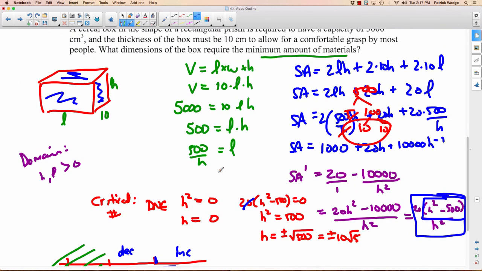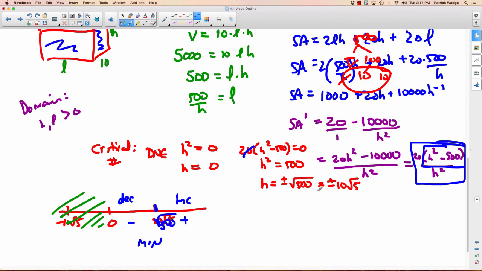And finally, the question is, what were the dimensions? Well, we found the height could be either positive or negative 10 root 5. Wait a minute, the height can't be negative 10 root 5. So the height is definitely 10 root 5. And we have to figure out what the length is. Well, why don't we just plug it in right here? That'll give us the answer.